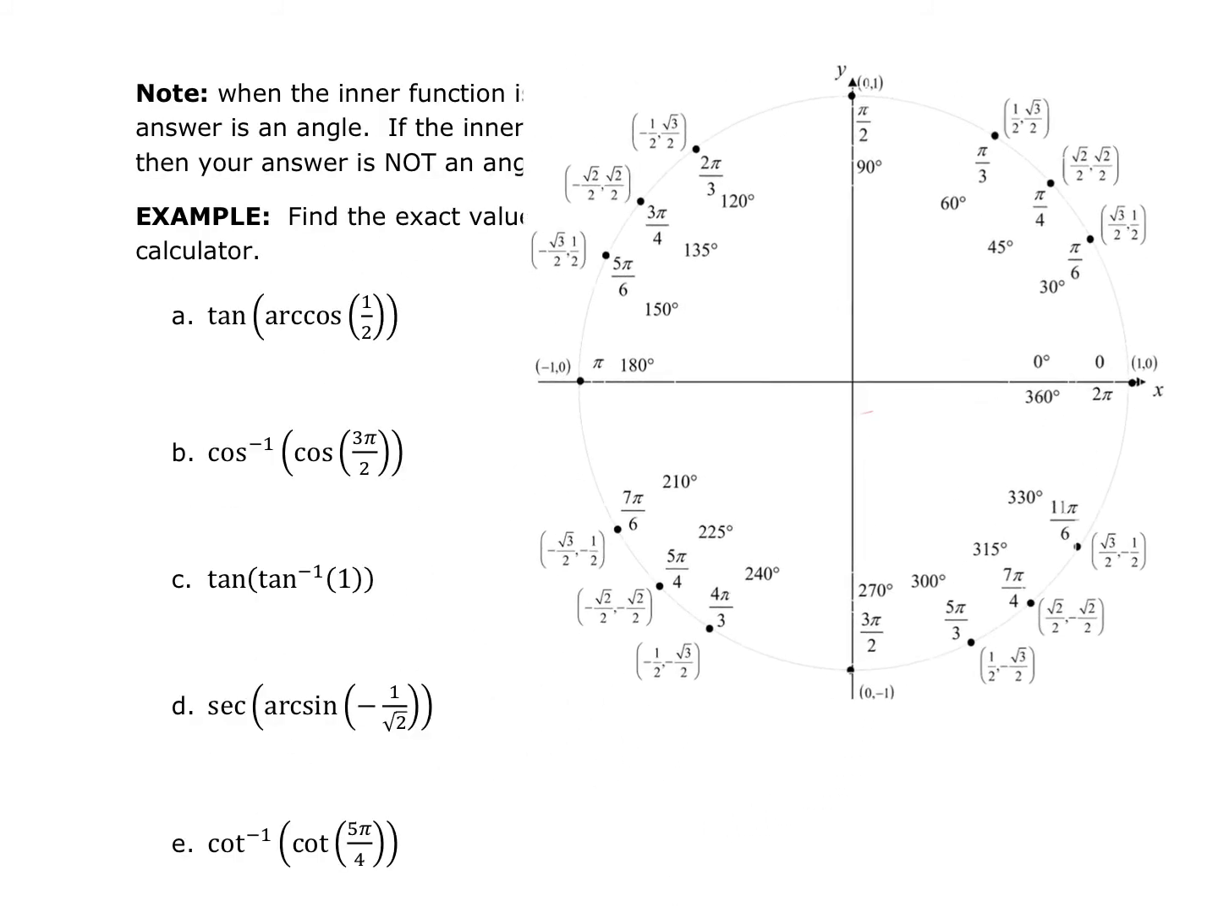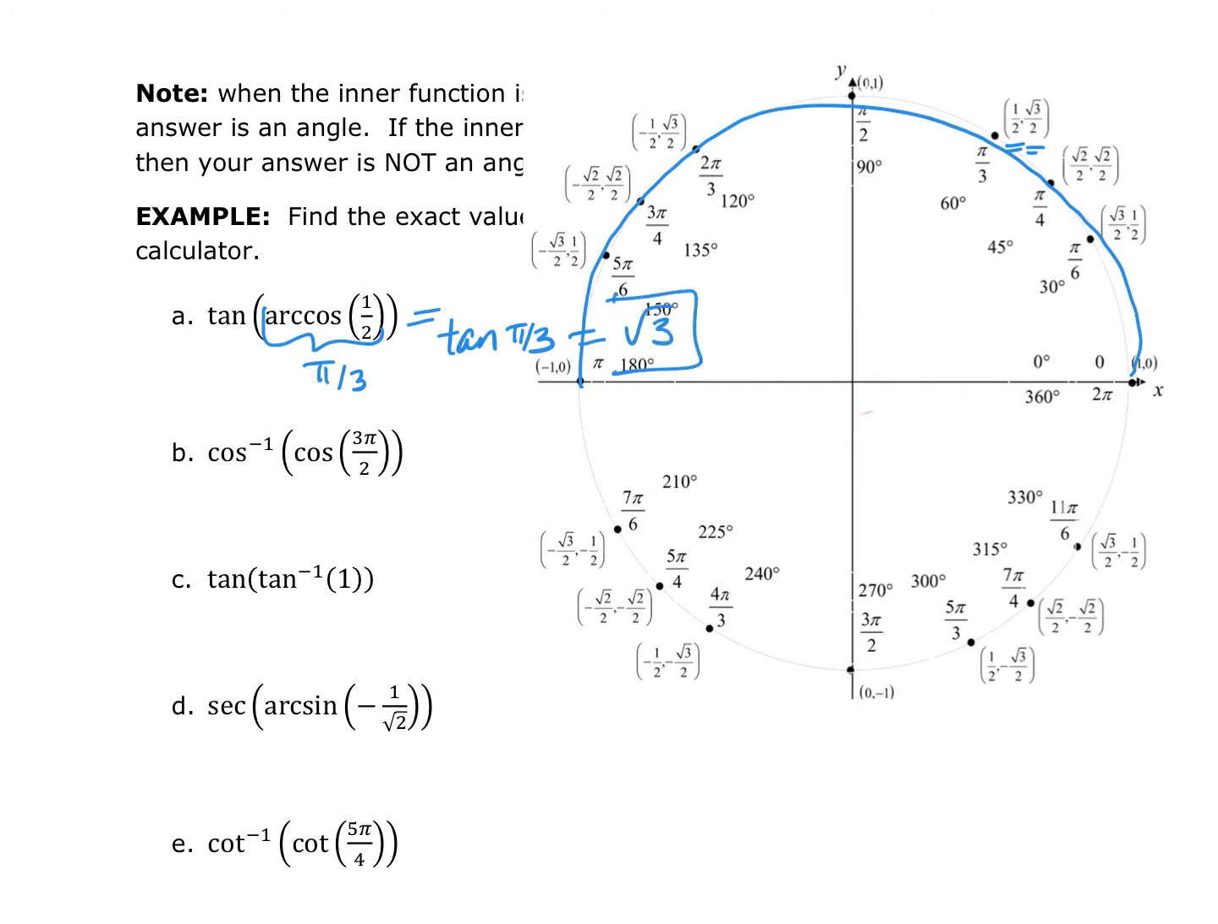Cosine, I'll do that in blue. Cosine is in these two quadrants. So when I see 1/2, I am chasing where my x value is 1/2, so that's pi thirds. This is equivalent to pi thirds. So I'm really asked to find the tangent of pi thirds. The tangent of pi thirds is my y value over my x value. So in other words, it's the square root of 3. That's my final answer.